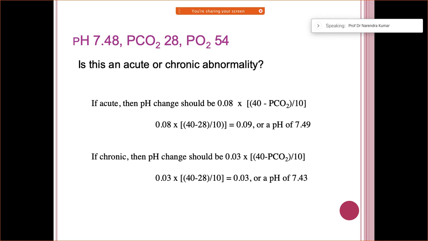But we can already see the pH. So what is the pH? It is 7.48. So it is acute. Absolutely, you are all the masters. You are all so smart. If you have just three values, you will be able to know whether it is acute or chronic as well. Don't forget this formula: 0.08 for acute, 0.03 if it is chronic, times 40 minus PCO2 divided by 10. You calculate the pH with this, and as you calculate it, you will be able to see whether it is acute or chronic. Yes?